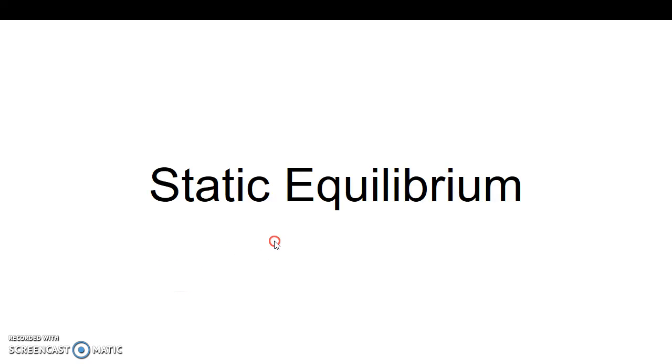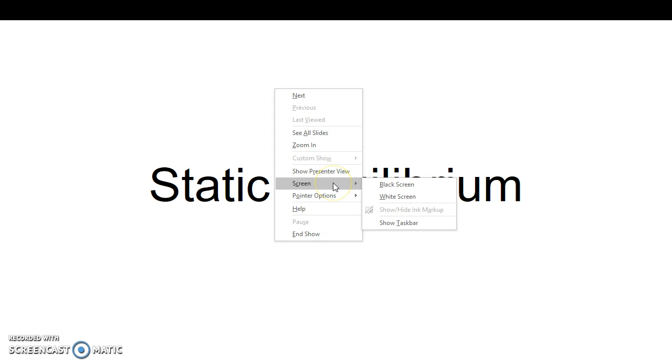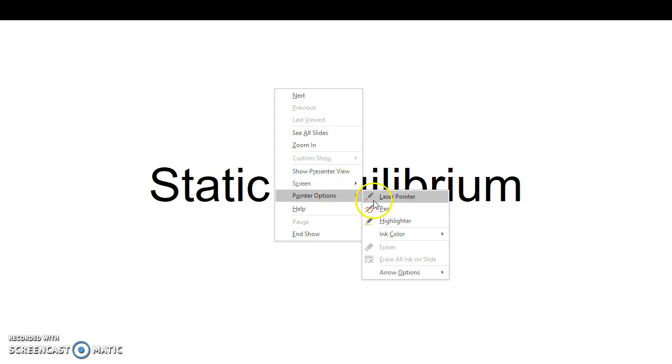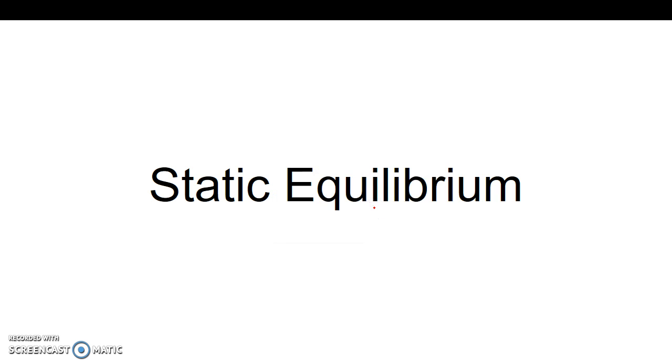Alright, today we're going to look at static equilibrium. When we talk about static equilibrium, we're going to go over some terms, do a couple sample problems, at least so you can see how the math works, and then you'll have the opportunity to do some problems on your own to make sure you have understanding.